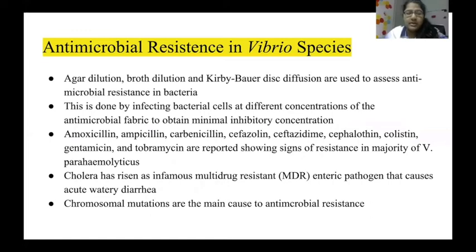I'll be talking about antimicrobial resistance in Vibrio species. Agar dilution, broth dilution, and Kirby-Bauer disk diffusion are used to assess antimicrobial resistance in bacteria. This is done by exposing bacterial cells to different concentrations of the antimicrobial agent to obtain the minimal inhibitory concentration.